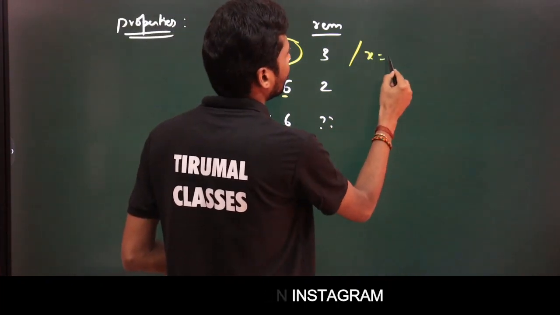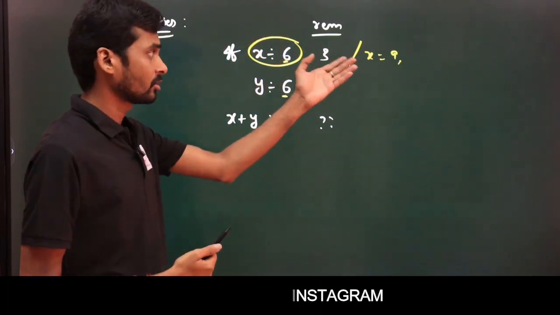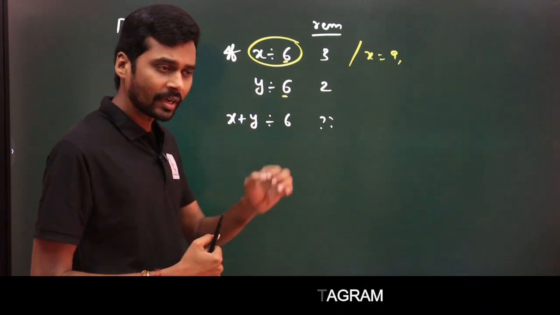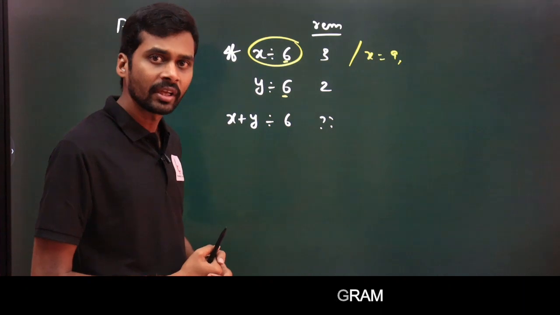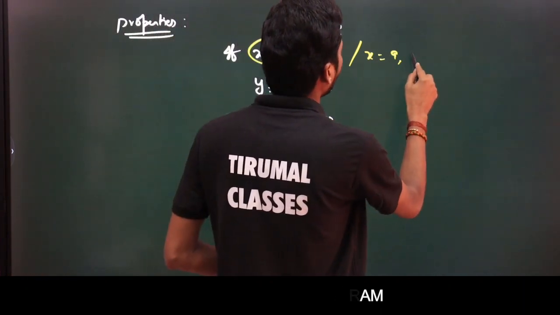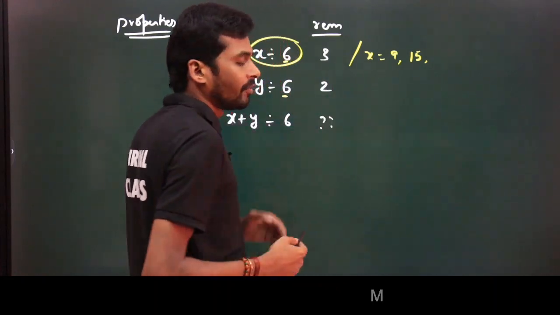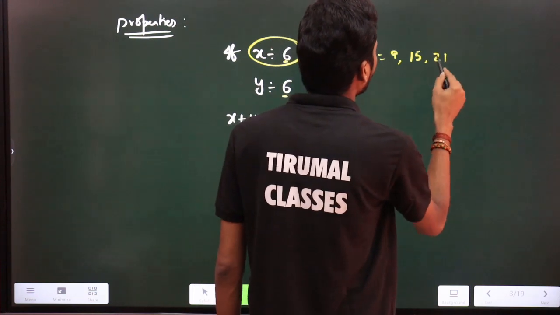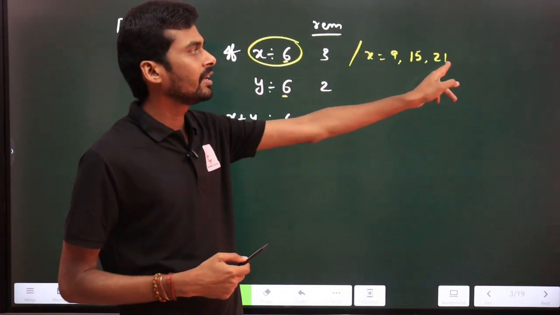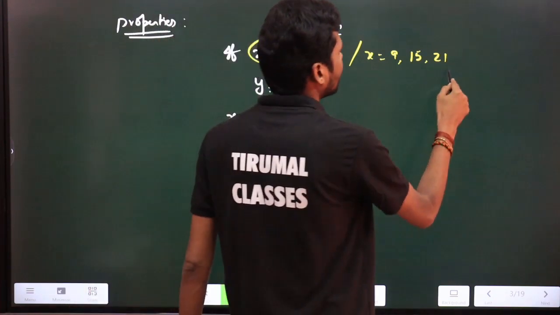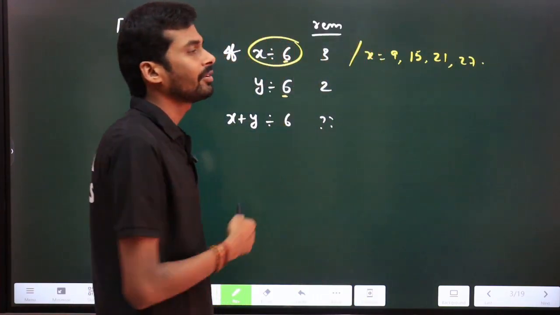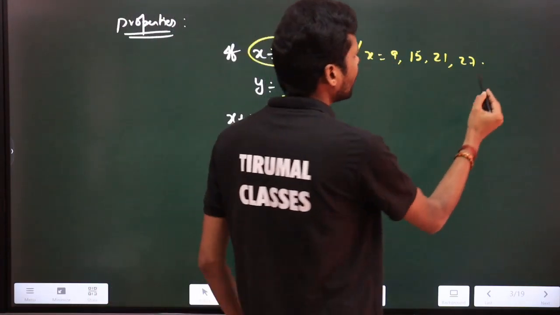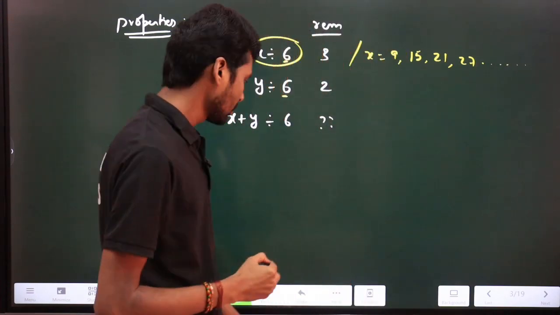So let's take that. What is the number? Suppose I take x is equal to 9. 9 divided by 6, what is the remainder? 3. Similarly, suppose I take 15 divided by 6, again I'll get remainder 3. Suppose I take 21, 6 3s are 18, remainder is 3. And let's say 27, 6 4s are 24, remainder is 3. So likewise we can take a number of values for x.